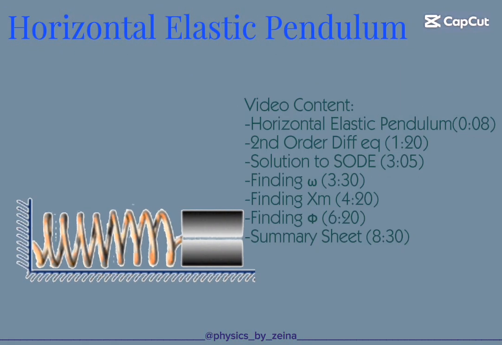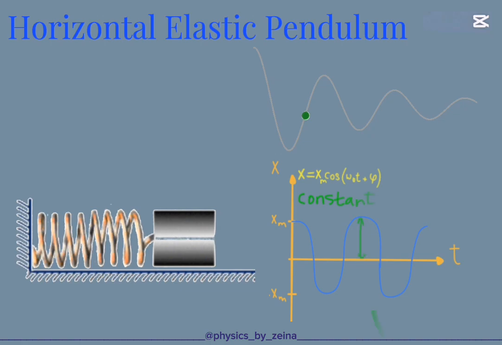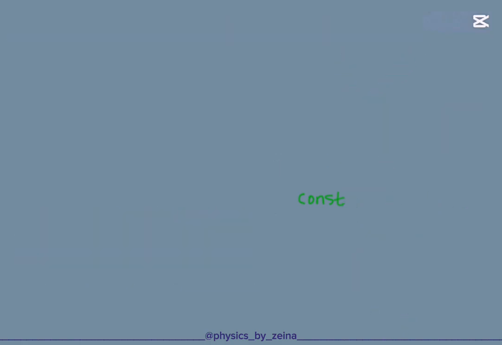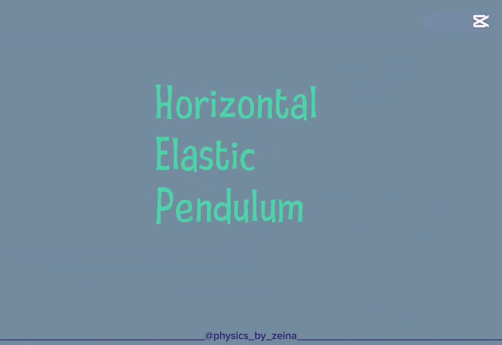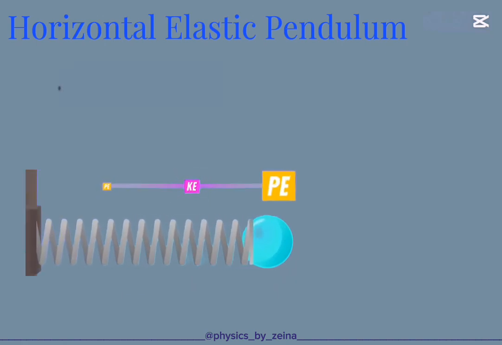In this video, we'll discuss a case of a pendulum, which is the horizontal elastic pendulum with a free and damped oscillation. The horizontal elastic pendulum is a mass connected to one end of the spring that goes back and forth horizontally.